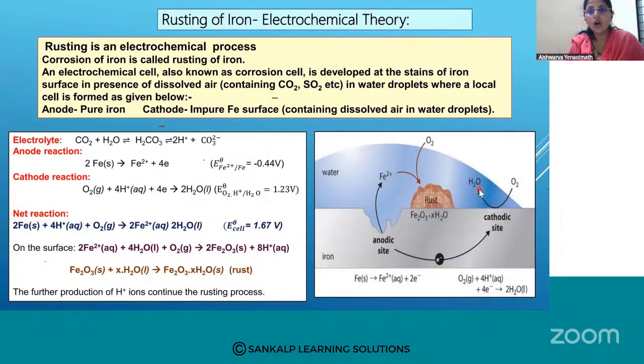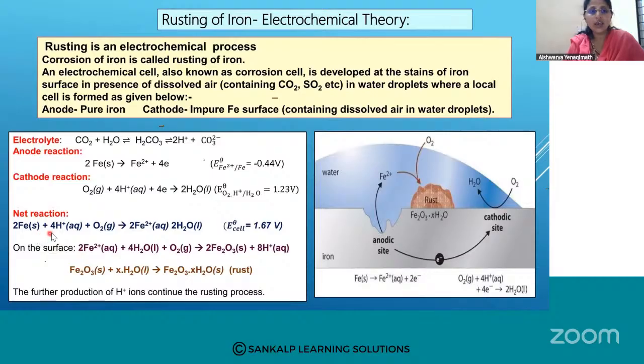Cathodic reaction: oxygen from the atmosphere takes the H plus ions from the electrolyte and the 4 electrons and forms H2O. The standard reduction potentials are given. For the anode, since Fe plus 2 is written first, the reduction potential is minus 0.44 volt. For the cathode it is 1.23.